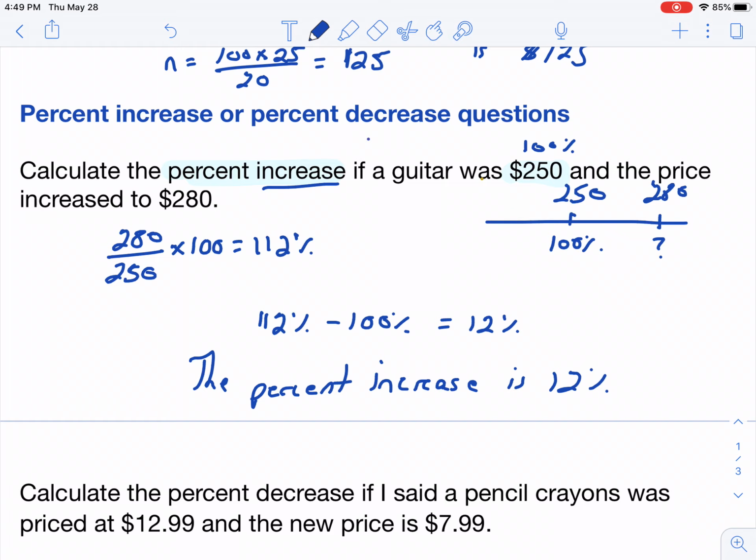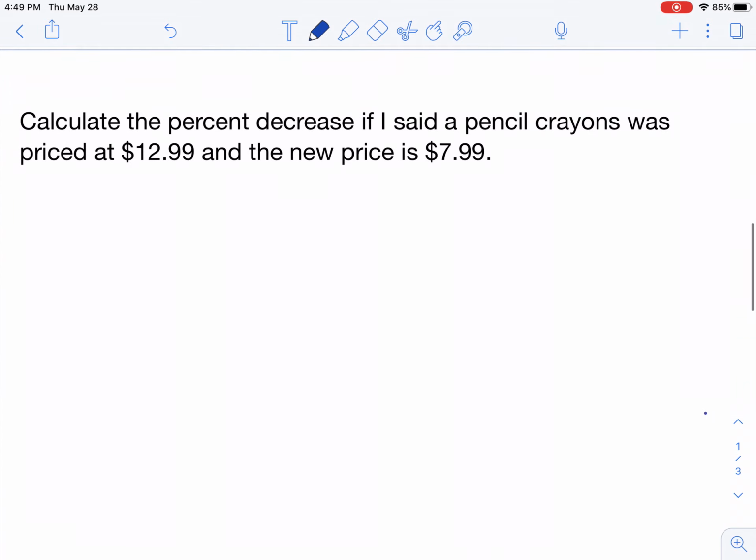So now, same kind of question. The only difference is now we're looking at a percent decrease. Pencil crayons, the original price was $12.99. That to me is my 100%. If that's the original price, that's where I started. That's the 100% cost. The new price is obviously reduced. It's below 100% this time, and I want to figure out how far below 100% it is.